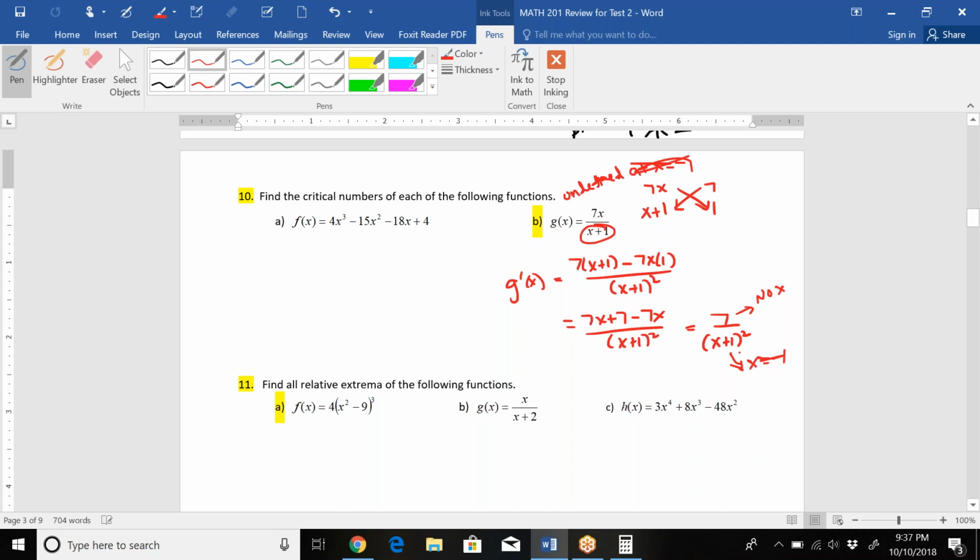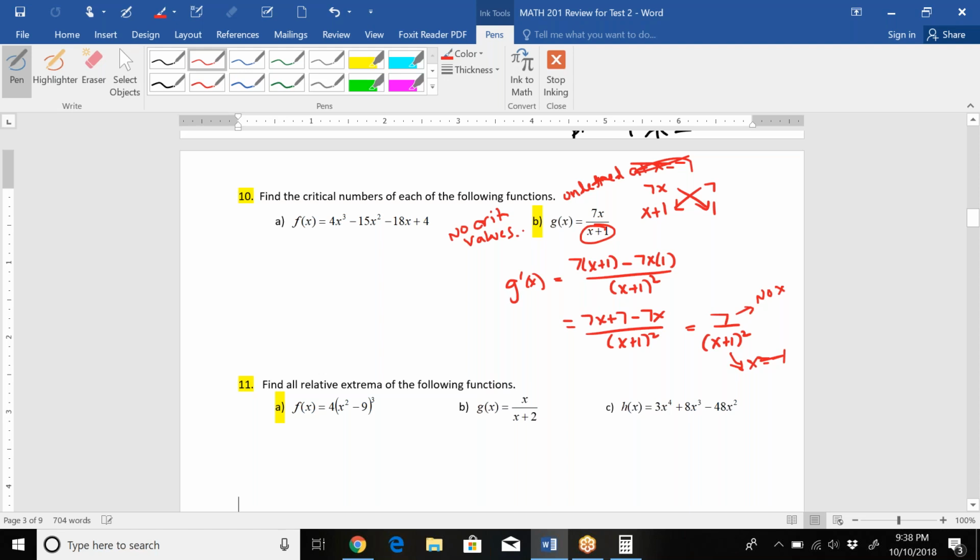So it can't even be a critical number if the function does not exist at that specific point. That means there was an asymptote there. There is no graph there. It's a dotted line that we never cross. So this has no critical values because the only value we had down here when we did the first derivative was undefined in the original function. So we put no critical values.